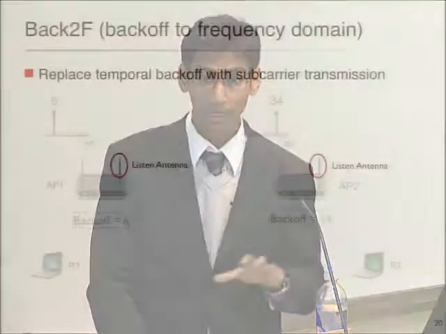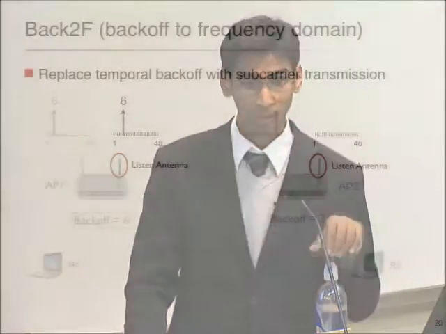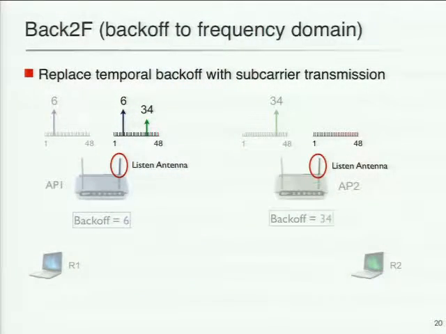Now observe, yet these access points do not know what Backoff values other access points have chosen. That is why they cannot conclude whether they are the winner. To do that, we'll introduce a listen antenna. And let's focus on the listen antenna and think about what these access points will see at the listen antenna. So for AP1, it will see that 6 is active because AP1 itself is transmitting on 6. But apart from 6, it will also see that 34 is active because AP2 is transmitting on 34.